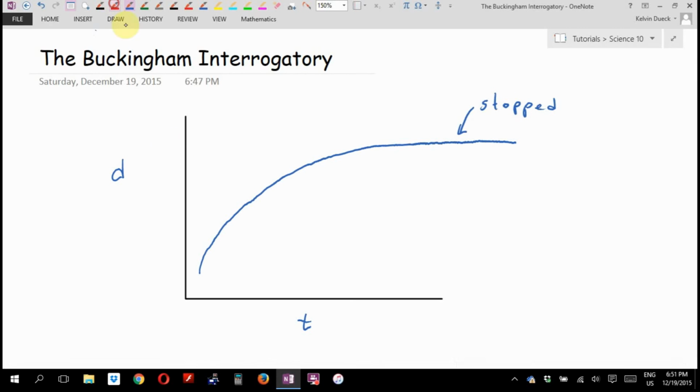I started out going really fast. Now I'm going less fast. I'm going to say the same thing, I'm just going to phrase it differently. My slope was really steep, not as steep, not as steep, slope of 0 at rest.